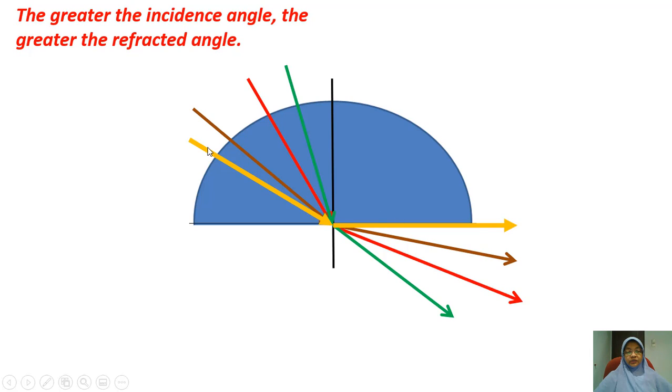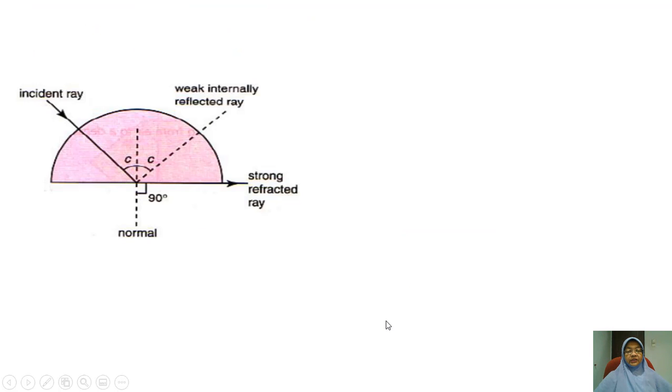At one point, the refracted ray will be on the glass-air boundary. So the angle of refraction approaches 90 degrees. So this is the angle of refraction, r equals 90 degrees. At this moment, this is the special name for the incident angle. This is named the critical angle.